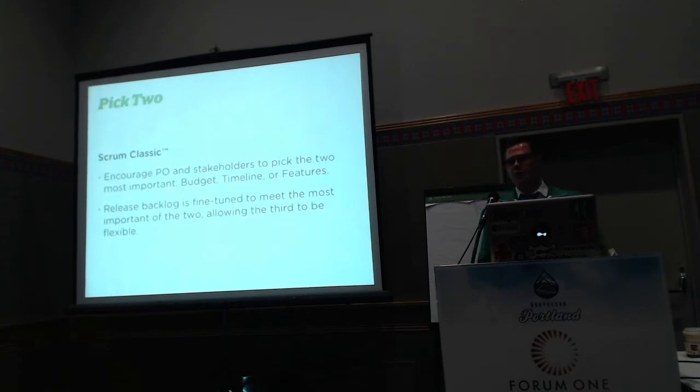There's the notion of pick two. So there are 3 things in a project. There's budget, timeline, features, or scope. You have to pick 2 because the other one has to flex. You can't have all 3.